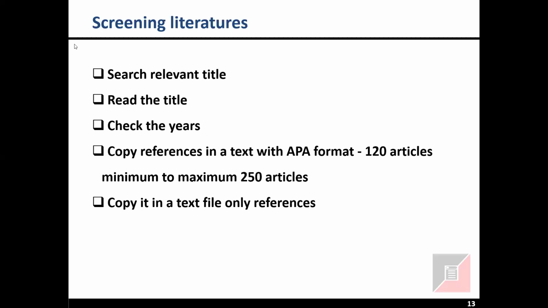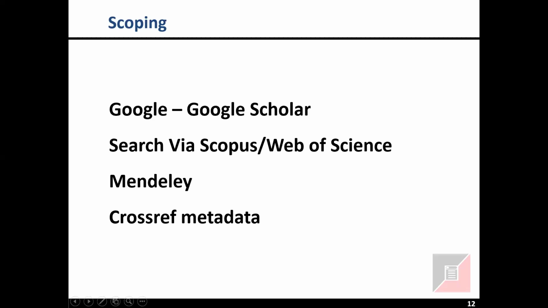Preferably when you sort it by years, the last 3 years is better. In case for some research topic you do not get enough number of articles, then go for the last 5 years. Don't go beyond that. So copy it in a text file, only the reference alone. So first is scoping, which is searching and finding articles.